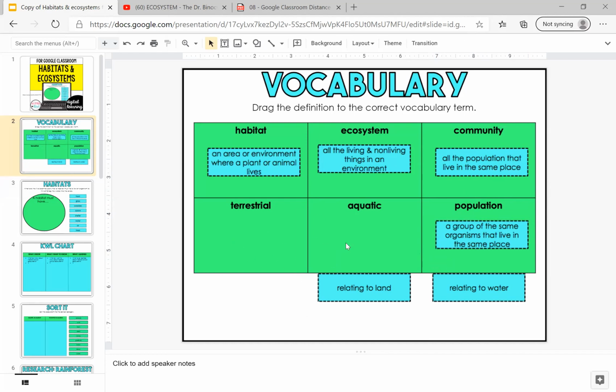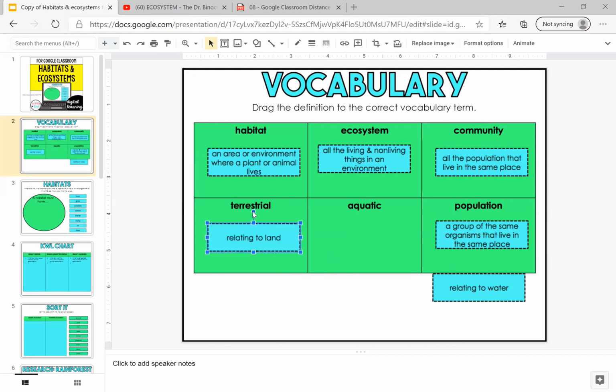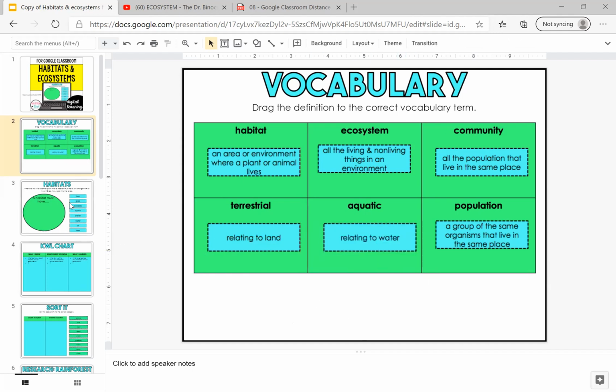And two other words that we'll be talking about are terrestrial, which means things that live on land or relating to land, and aquatic, which are things that live in water or relating to water.